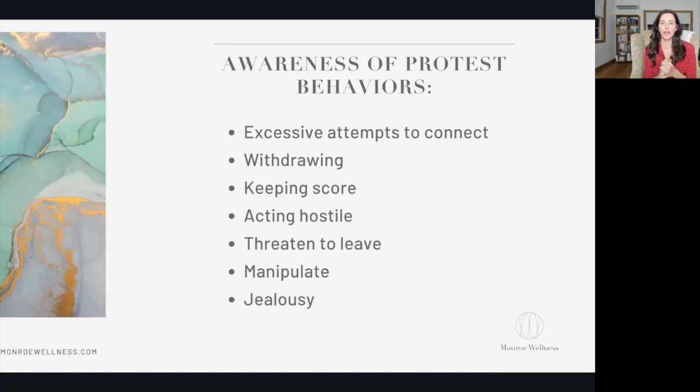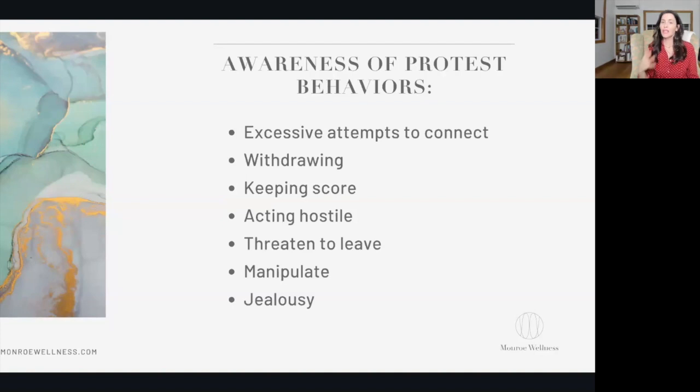So, awareness of protest behaviors. These are the behaviors that anxiously attached people do in the insecure relationship. This is what we do in order to have our partner connect with us, right? And they're avoidant, so they don't like to connect, they don't like intimacy, so we get more and more desperate for connection, right? So excessive attempts to connect means like texting or calling many times during the day, many more times than what would seem appropriate to somebody.